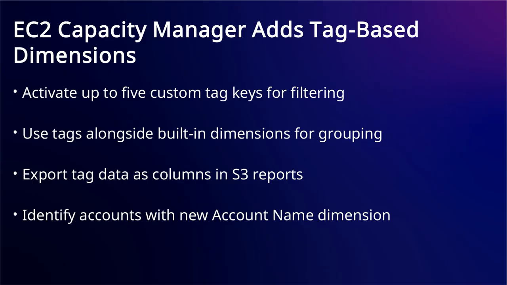You can export tag data as additional columns in S3 data exports for downstream analysis. The feature also includes 4 default Capacity Manager provided tags for auto-scaling groups, EKS clusters, Kubernetes node pools, and Karpenter node pools. The new account name dimension helps you identify accounts when analyzing cross-account capacity data across your organization. This feature is available in all regions where EC2 Capacity Manager operates.